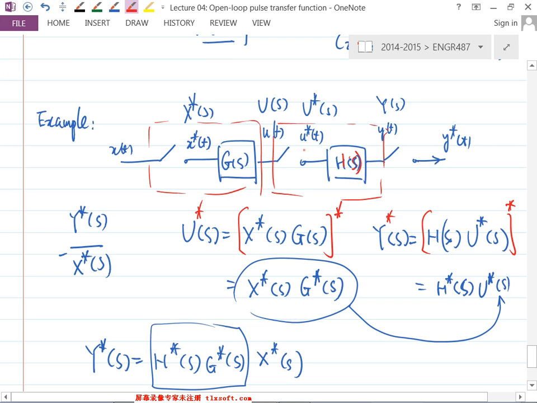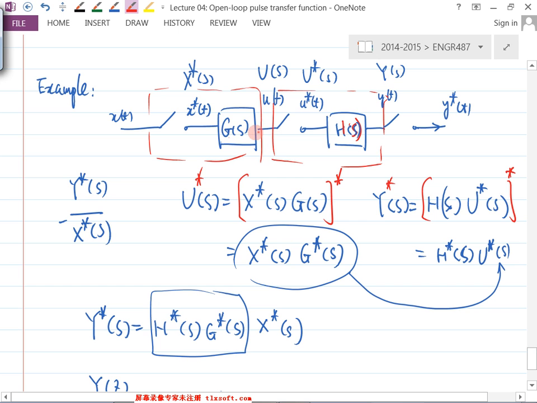So if you imagine this, if this is a G1 of s followed by a G2 of s block, then what do you have to do? You have to multiply the G1 and G2, put them into one thing first.